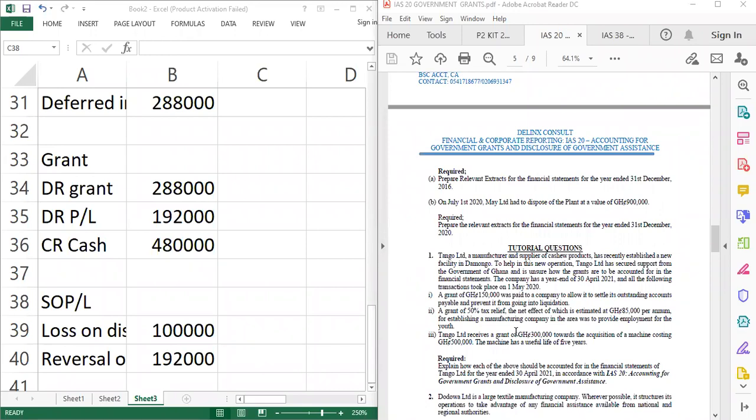The first one is a grant of 150,000 paid to the company to allow it to settle its outstanding accounts payable and prevent it from going into liquidation. So how do we treat that? We just recognize it as revenue, since there is no condition attached. This is to settle outstanding accounts payable.